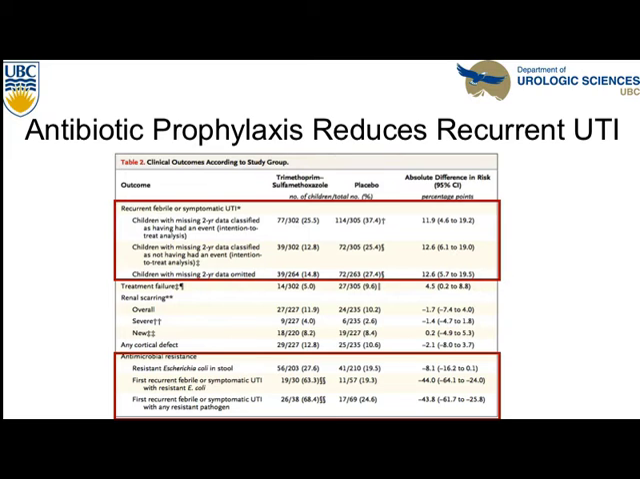At the bottom of the screen, you'll see that antibiotic prophylaxis increased the presence of resistant E. coli in the swabs that they detected.